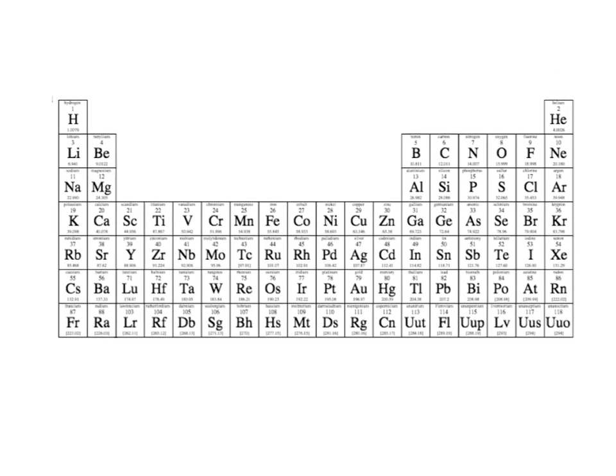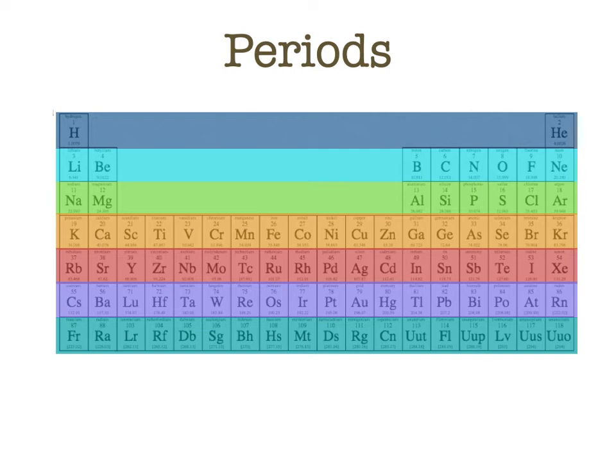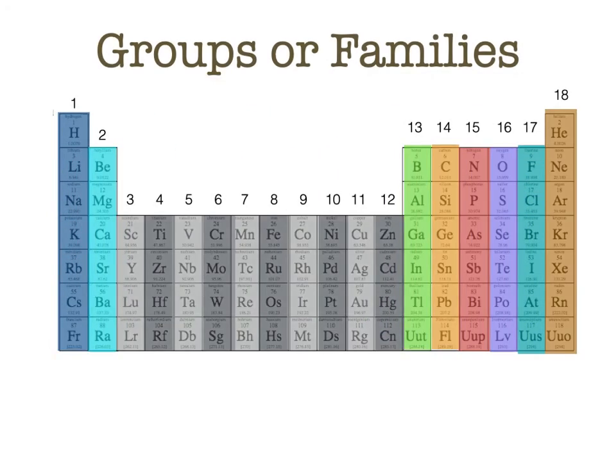So first and foremost, the periodic table is built on rows and columns. The rows we refer to as periods, as we will see those particular periods have specific meaning with respect to the structure. And the columns are called groups or families.